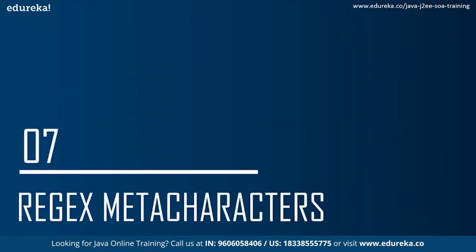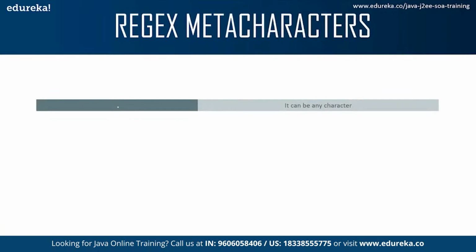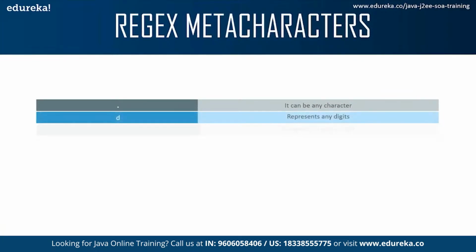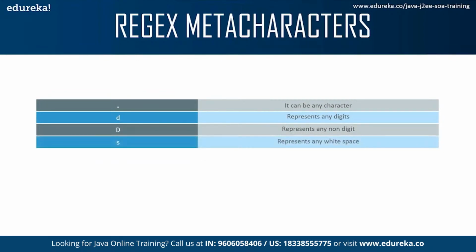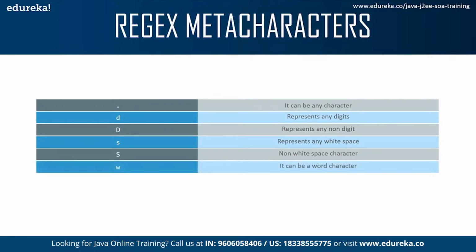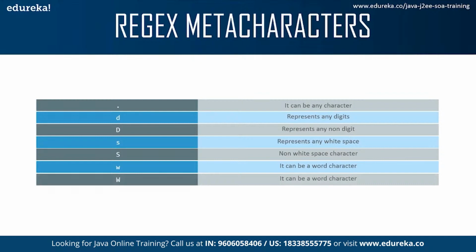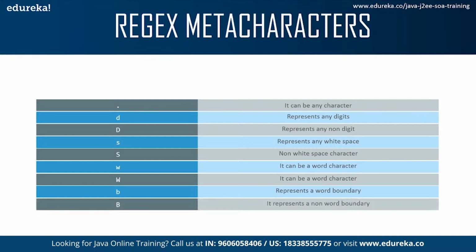So the last category on the list is regex meta characters. The regular expression meta characters work as shortcodes. So dot implies it can be any character. Small d implies digit. Capital D implies non-digit. Small s represents any white space, and capital S represents a non-white space character. Small w represents a word character and capital W a non-word character. Small b can represent a boundary and capital B represents a non-word boundary. So out of all this, you can understand that it just represents what?